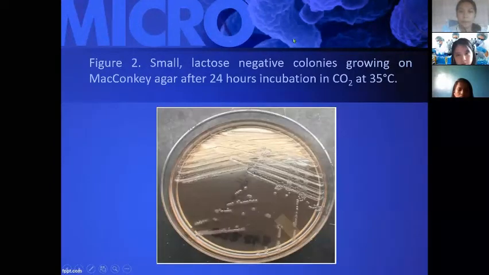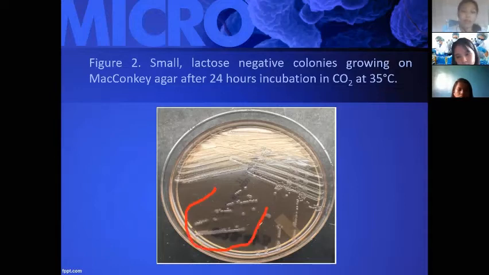Next. So here is a picture. Figure 2 shows the growth of small and colorless colonies on the MacConkey agar after 24 hours incubation in carbon dioxide at 35 degrees Celsius. The colonies tend to be colorless due to their lack of ability to ferment lactose. And the circled areas here are the colonies.